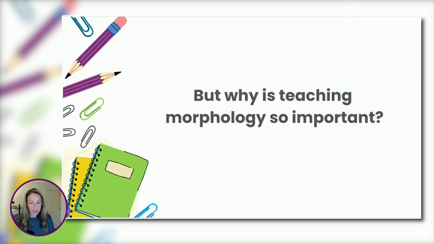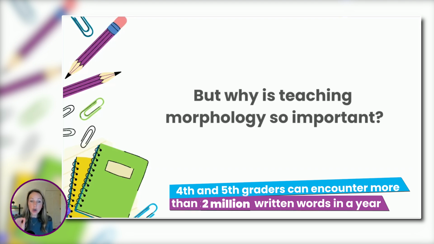So there's a little excerpt that I want to read to you from Shifting the Balance. And I remember when I read this during our book study last summer, it was one of those where I was like, wow, this really hits home why we need to be focusing on morphemes with our students. They talk about how in upper elementary, it is not uncommon for a fourth or fifth grader to encounter more than 2 million written words in just a year, which is a crazy amount, right? Between all of the reading that they do at home and at school.